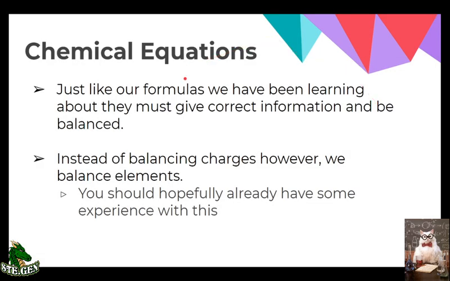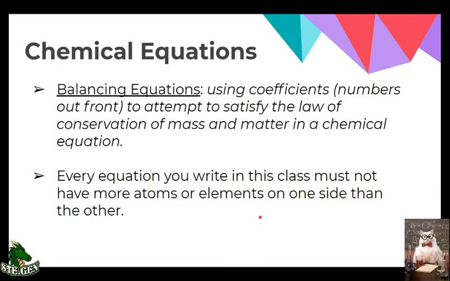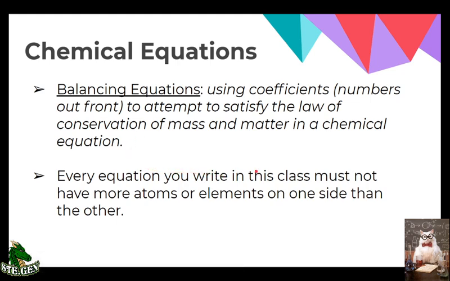Just like our formulas, though, they have to be giving correct information, and they also must be balanced. But instead of just balancing charges, we are going to balance the elements. And this is where I said, hopefully some of you have already had experience with this. I believe you've talked about this in a previous science class. Balancing equations is using coefficients, or the numbers out front, to attempt to satisfy the law of conservation of mass and matter in a chemical equation. Every equation you write in class must not have more atoms or elements on one side than on the other.